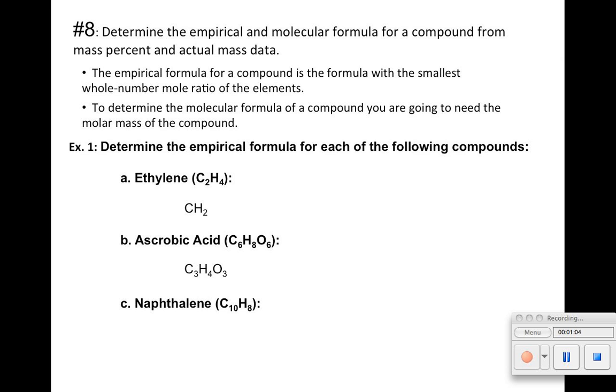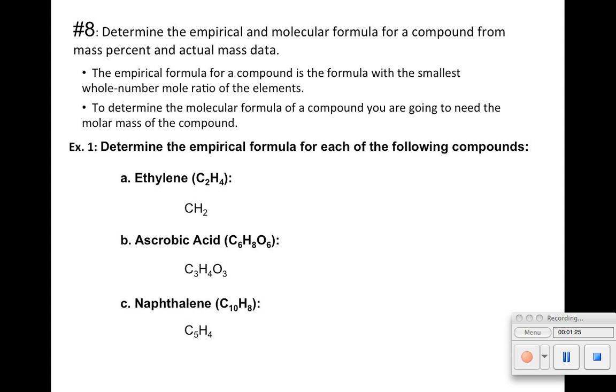Now let's look at naphthalene. Naphthalene is C10H8. And if you were to reduce that to the least whole number ratio, you would get C5H4. Now, CH2, C3H4O3, and C5H4 cannot be reduced any further, so those are your empirical formulas.